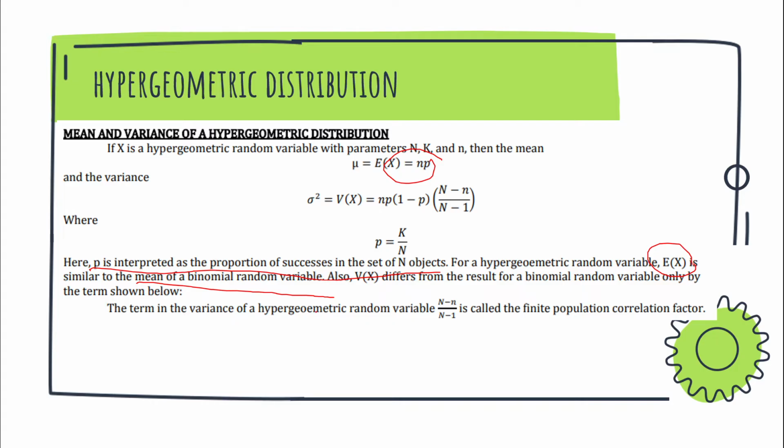The term in the variance of the hypergeometric variable, N minus n over N minus 1, is called the finite population correction factor. So how do we get the variance of this one? By the use of the formula n p times 1 minus p times N minus n over N minus 1, where p is equal to K over N. So this is how to get the mean and the variance of the hypergeometric distribution.